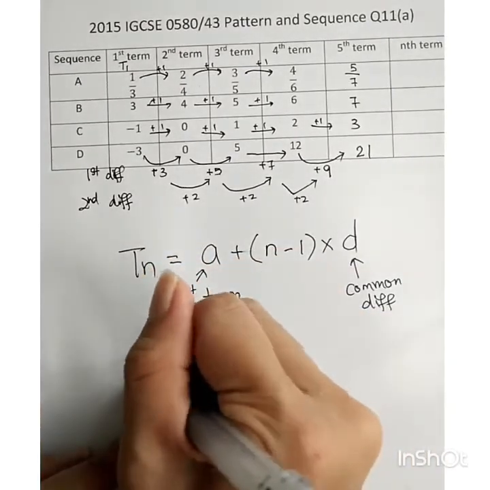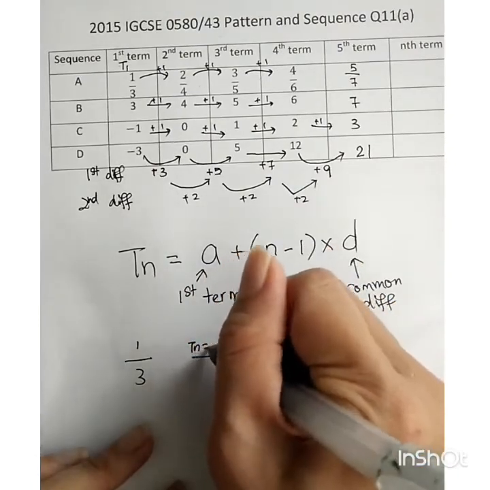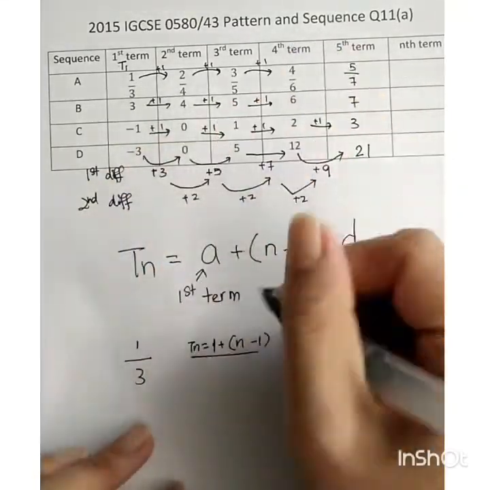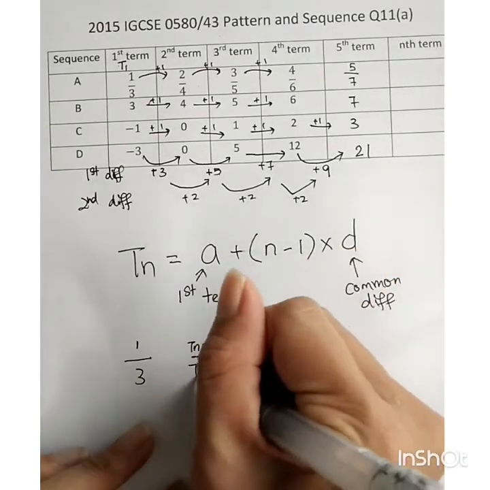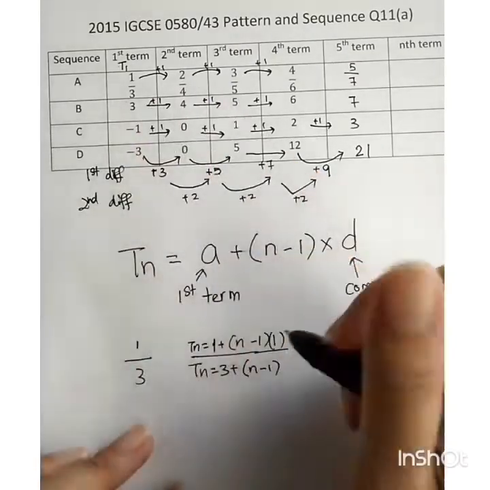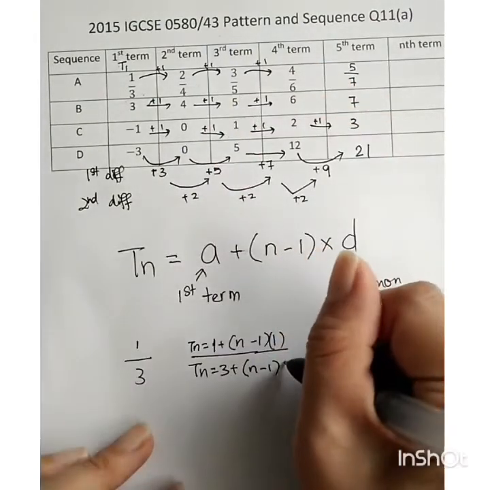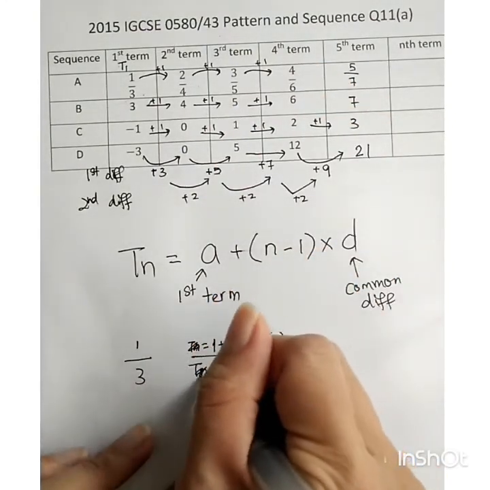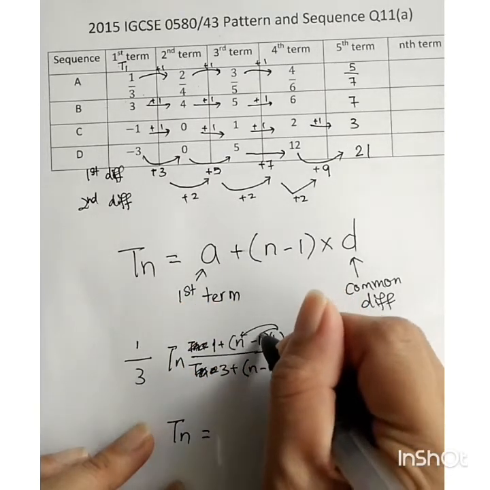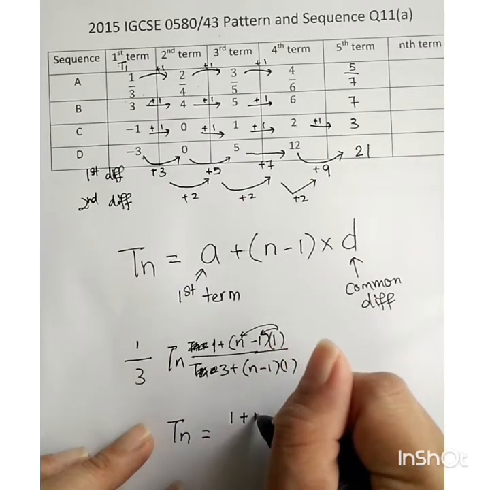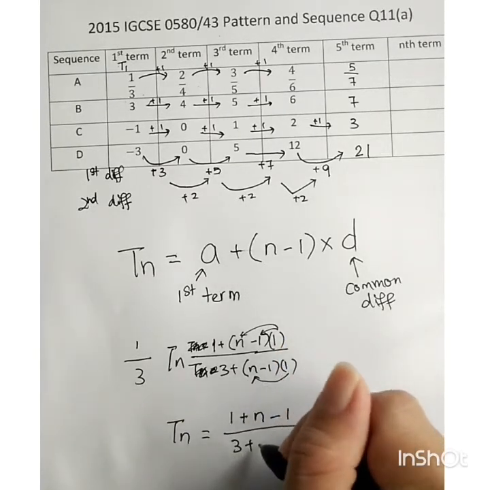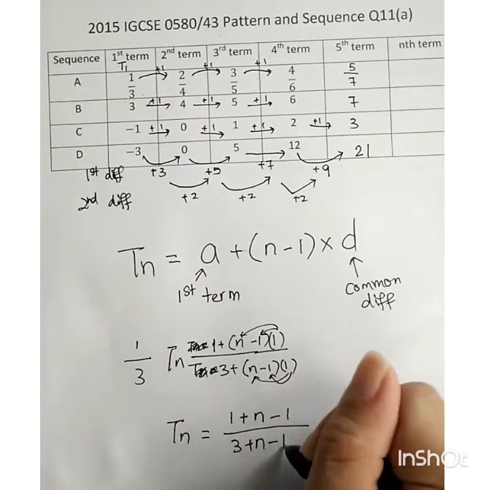So 1 over 3. So Tn equals, the A will be 1 plus n minus 1 times D. The difference will be 1. And the bottom one, the A will be 3, and the difference will be 1 as well, because 3 plus 1 equal 4. So I'm going to call this Tn. So Tn equal 1 plus 1 times n, 1n, 1 times minus 1, minus 1. So n minus 1. And at the bottom, same thing over here, the 3 remains, and then 1 times n equal 1n, 1 times minus 1 equal minus 1.